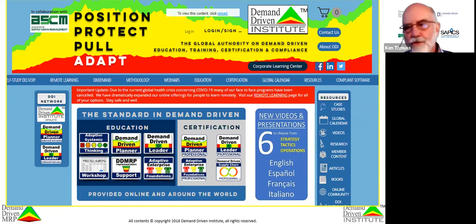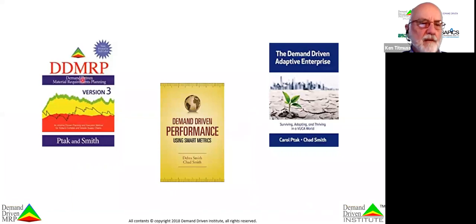These are the 3 books you should be looking at. So if you want to know more about DDMRP and the buffers, this is the one, but make sure you get version 3 as it's printed in color, or if you get the electronic copy, it's already in color. This book here is very interesting. It explains the stupid way we measure our businesses. So it's demand-driven performance using smart metrics. Really great book. And if you want to know more about the demand-driven adaptive enterprise, then this is the book to get. That's recently come out.